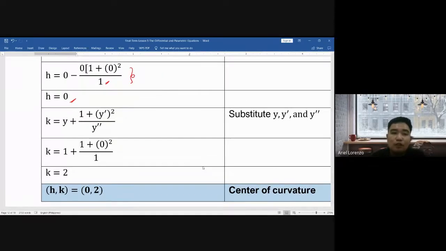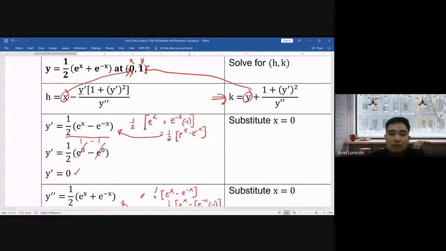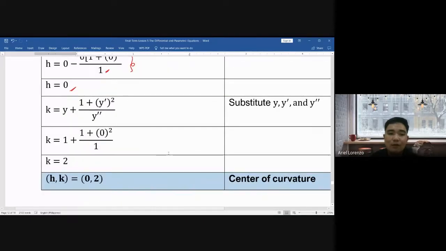And then for the k, substitute mo lang dun sa formula. Ang y mo, yun yung given na x and y. Ito yung x and y dun sa first formula natin. Then you substitute sa ating formula, k now is equal to 1 plus, ano yung y prime natin? 0. Square all over y double prime natin is 1. So we solve 2. So the center is 0 and 2. So that is the center of the curvature. Nakuha? Okay. I hope so.